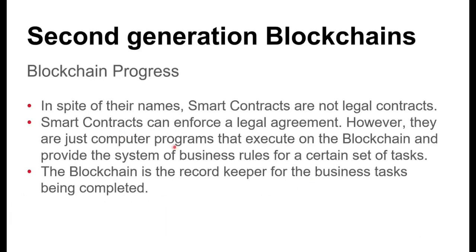In spite of their name, smart contracts are not really legal contracts. They can enforce a legal agreement and they can carry out the terms of a contract. However, they are, again, computer programs that execute on a blockchain and enforce business rules, complete certain tasks, and take action on transactions. The blockchain is a record keeper for the business tasks being completed.